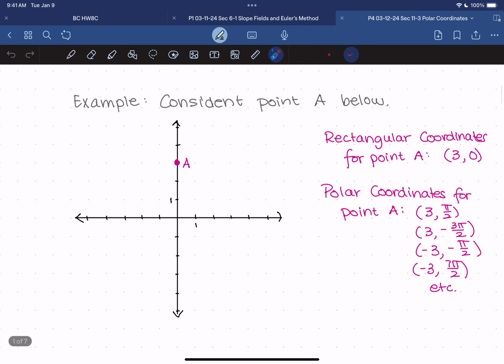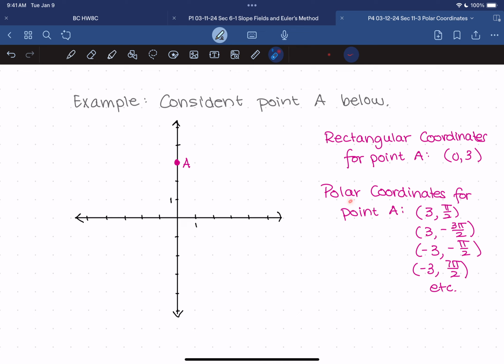But a point only has one pair of rectangular coordinates, while there's actually an infinite number of polar coordinates to describe a location. So let's take a look. If we look at point A below, oh my goodness, it's not at 3, 0 though, is it? It is at the point 0, 3, and that's in rectangular. So only one pair of numbers describes it in rectangular form.